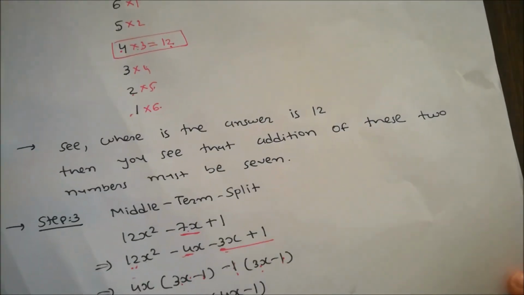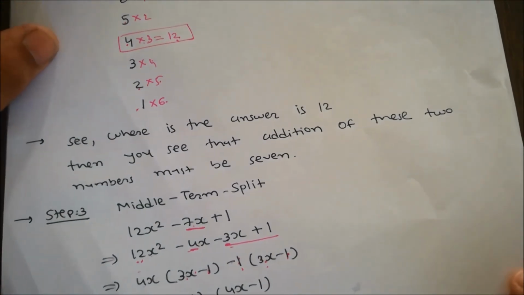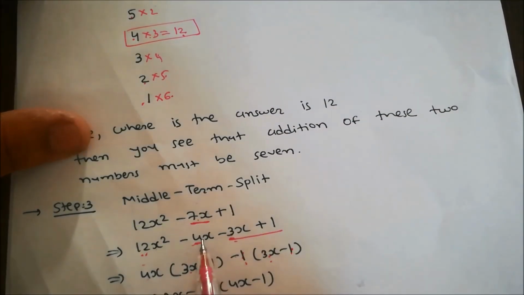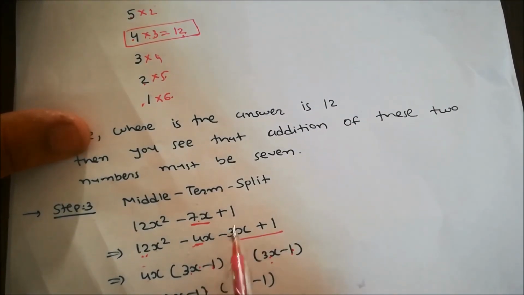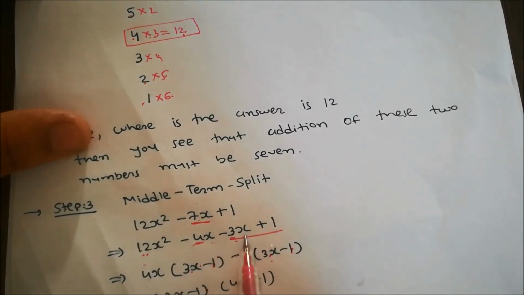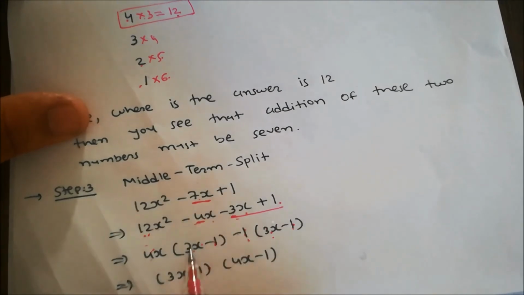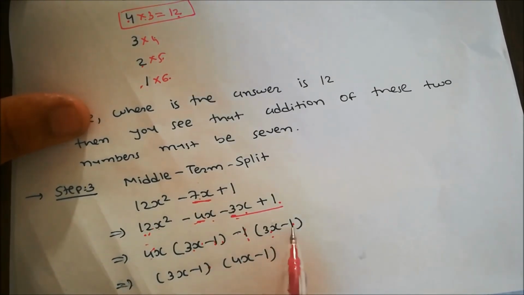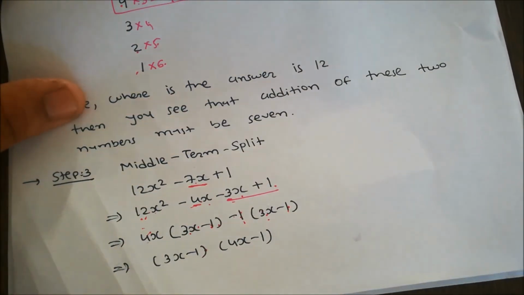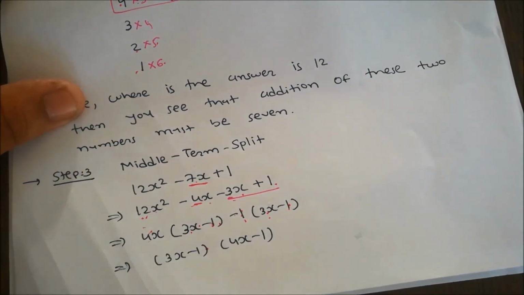In step number 3, middle term split. So 12x² − 7x + 1. In place of the middle term we can write −4x − 3x, because we got the answer 4 into 3. So 12x² − 4x − 3x + 1. 4x common, 3x − 1; −1 common, 3x − 1. So 3x − 1 and 4x − 1 are the factors of the given quadratic equation.